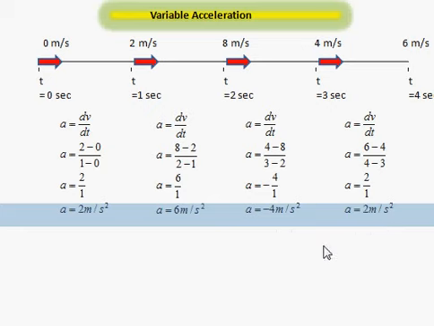A general view says this: the acceleration is not constant throughout. Here we have 2, 6, minus 4, 2. Hence, we can call this type of motion variable acceleration type of motion. Okay. With this understanding, I end this video.